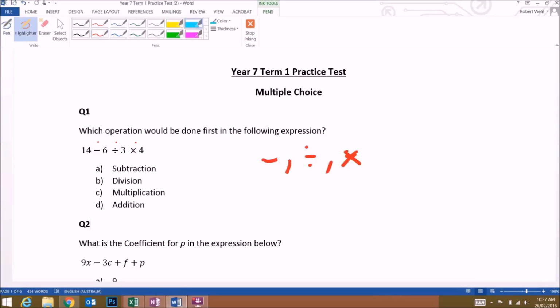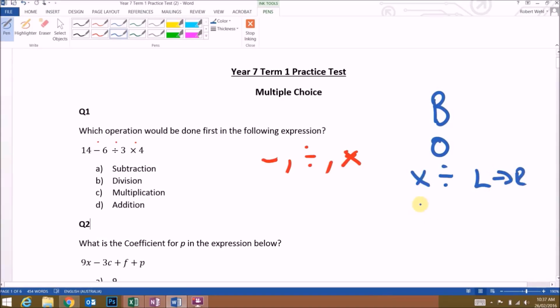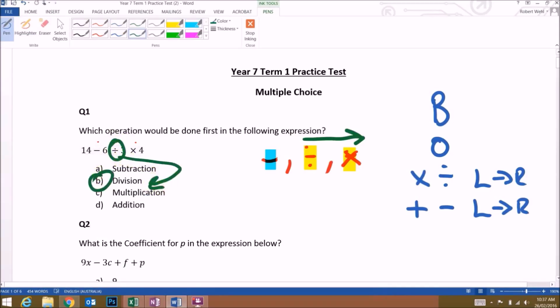Order of operations says that I do brackets first, okay, orders next, multiplication and division working left to right, and then addition and subtraction working left to right. So that means that these two take priority over this one, okay? But it also means that these two work in whatever order they appear. That means that division is going to come first. So B is the answer there.